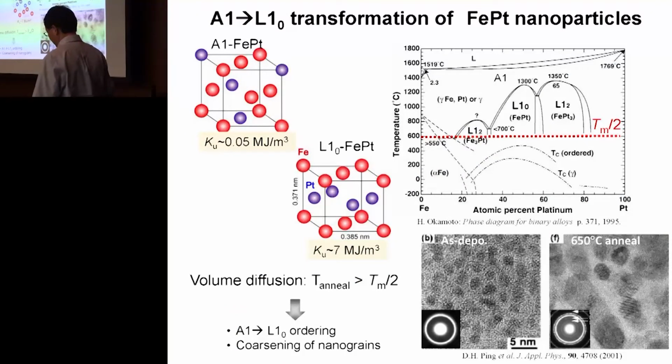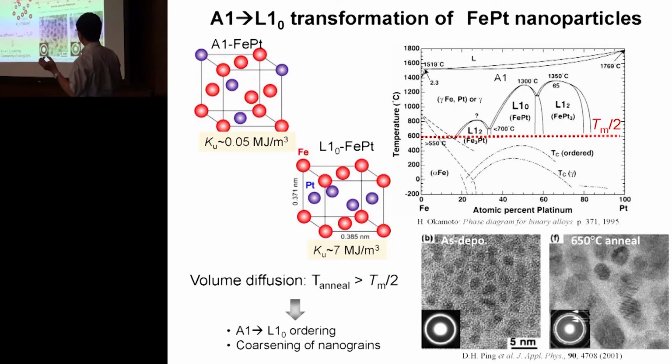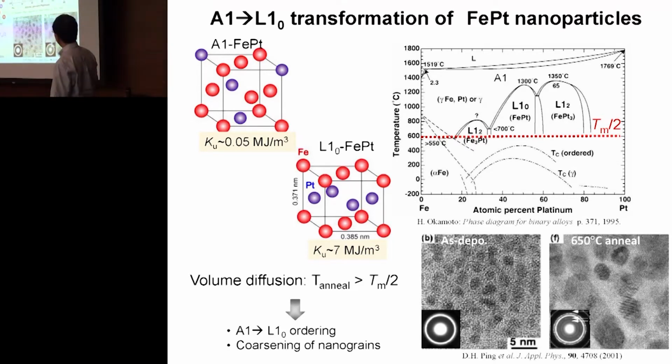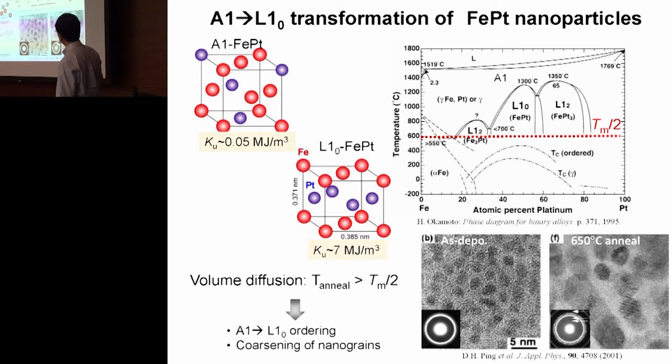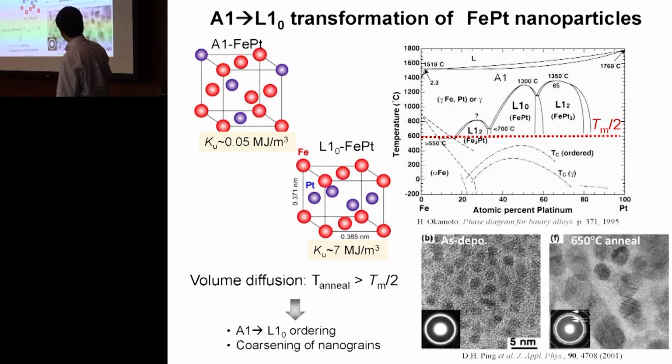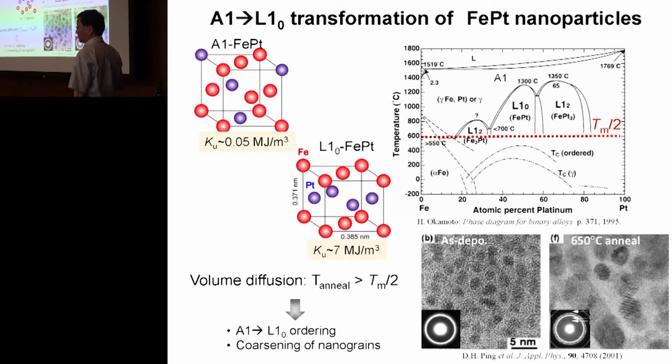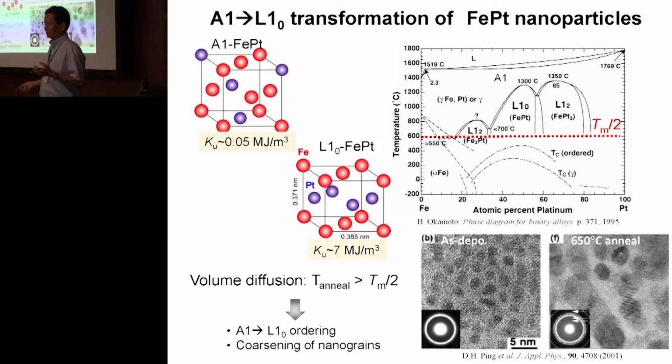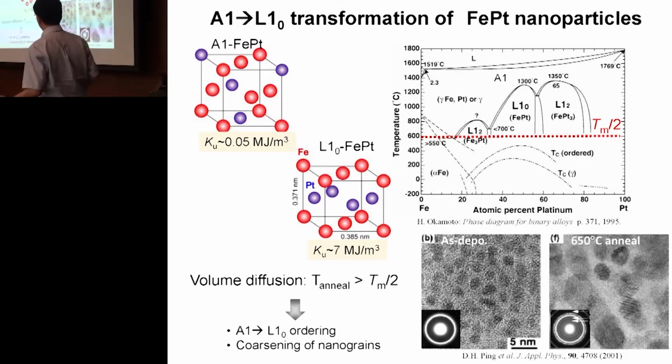So first, let me start with what the problem is in making a recording media using iron platinum. This is a phase diagram of iron platinum. If you take a bulk iron platinum alloy and heat it to a temperature of 1,300 degrees Celsius, then if you cool down, it goes below the order-disorder transition temperature. So A1 disordered iron platinum will order to the L10 structure. So you get a very high magnetocrystalline anisotropy material.